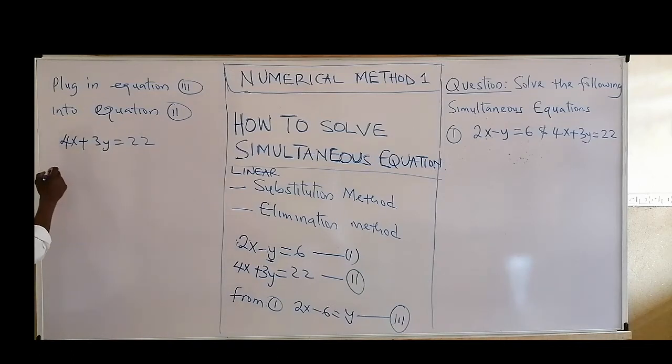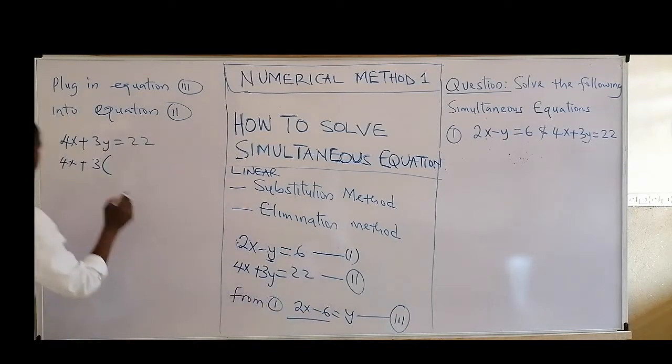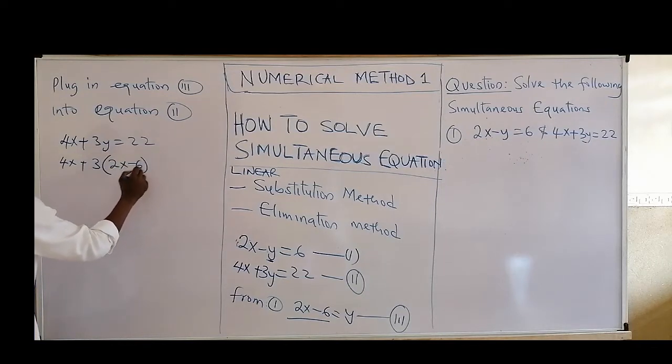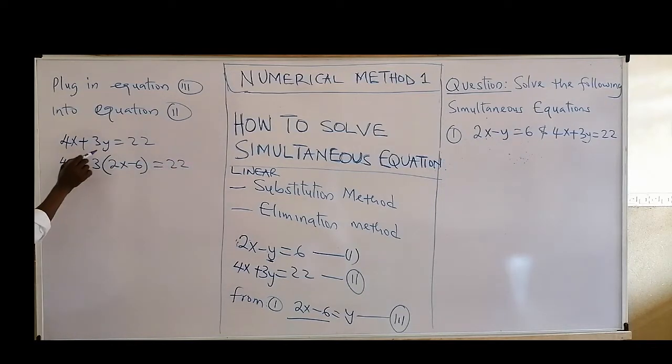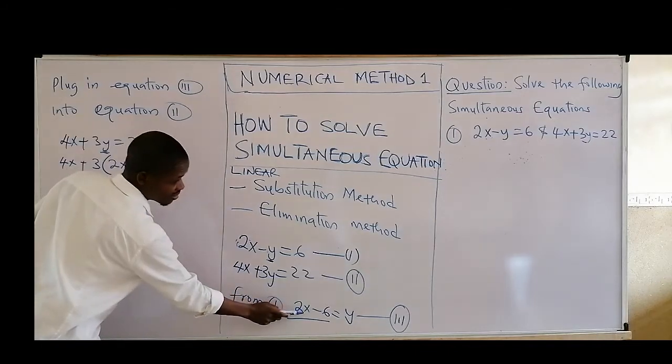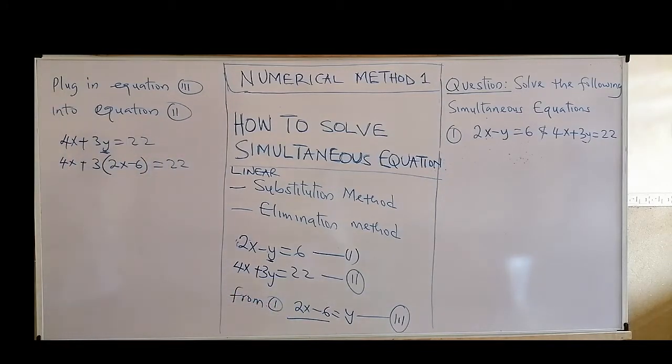That will be 4x plus, anywhere you see y, you put this value there: 2x minus 6, equals 22. Anywhere you see y, you place this expression 2x minus 6. Then this is what we have now. Then you can do your expansion. So this will be 4x, 3 times 2x, that's plus 6x, 3 times minus 6, that's minus 18, equal to 22.